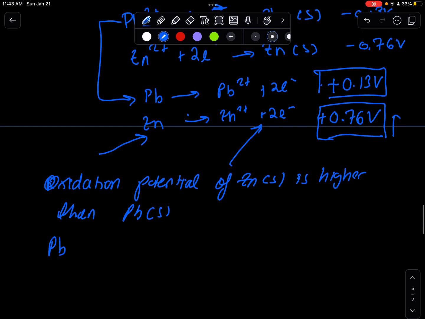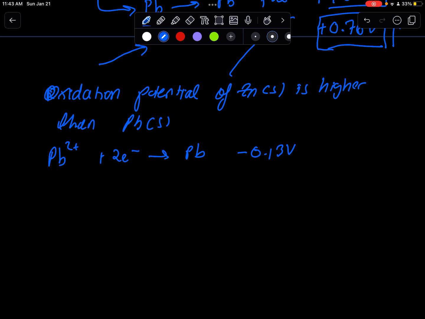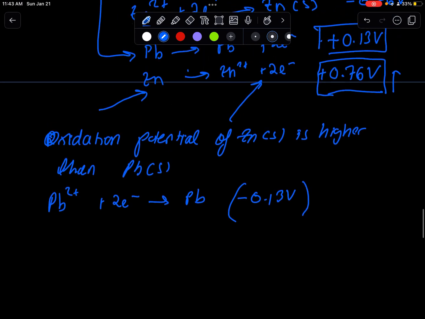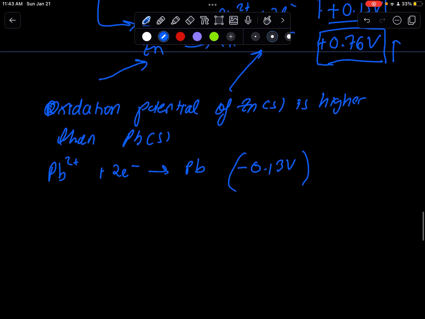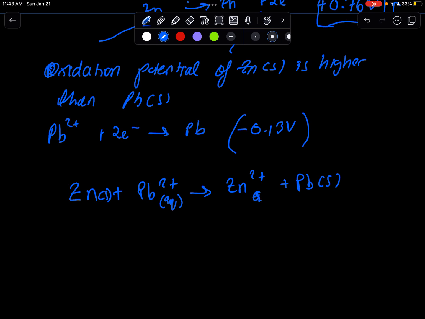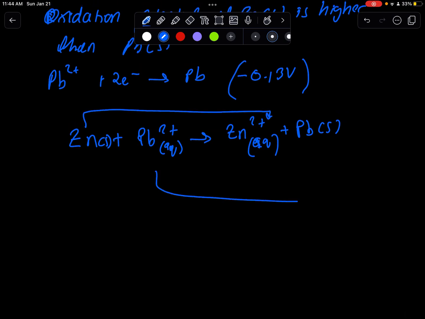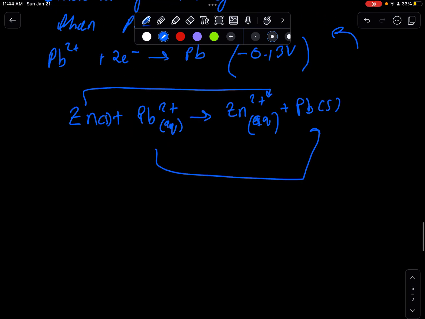So the lead will be as follows. Pb2+ plus 2 electrons goes to Pb. And that was minus 0.13 volts. So then how do we find if this overall reaction is going to be spontaneous or not? Because this is what's happening in the overall reaction. Zn, zinc, plus Pb2+ is going to go to Zn2+ plus Pb. This is a solid, this is a solid, and these are in solution. The ions will always be dissolved. So this is our overall reaction. Zinc is being oxidized, lead is being reduced, as we saw from the analysis we did.